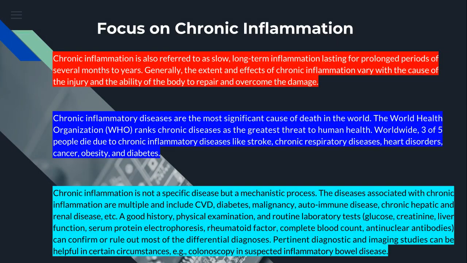Okay, yeah. There's information here in the last paragraph. They said a good history, physical examination, routine laboratory tests: glucose, creatinine, liver function, serum protein electrophoresis, rheumatoid factor, complete blood count, anti-nuclear antibodies. These can either confirm or rule out whether you are having chronic inflammation or not. So when you go for a diagnostic checkup, imaging studies can also be used.